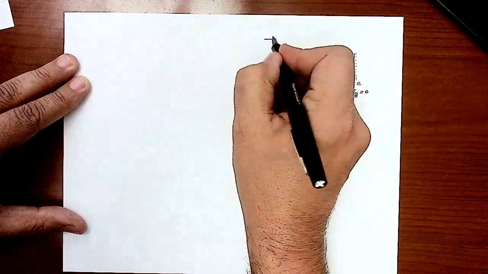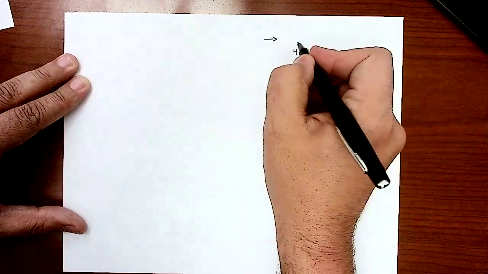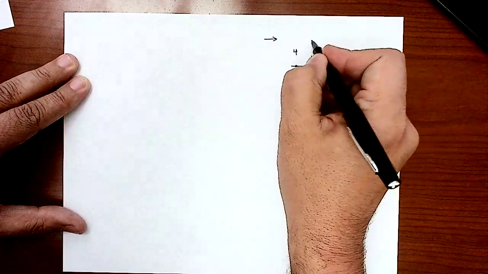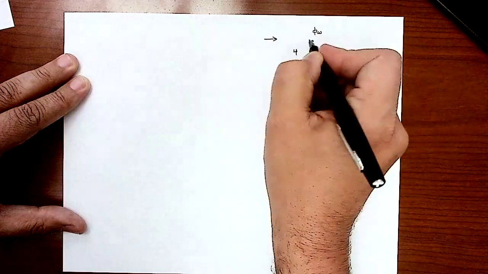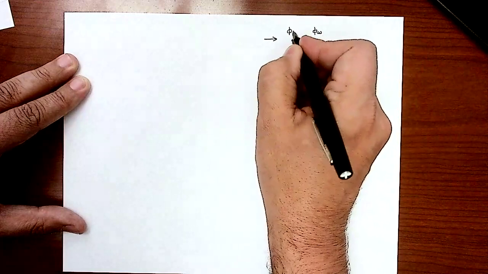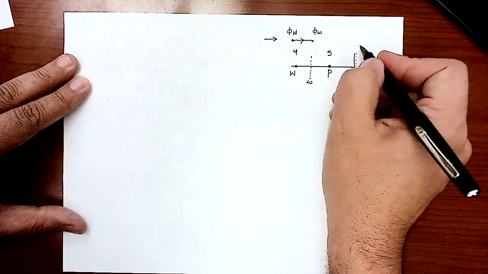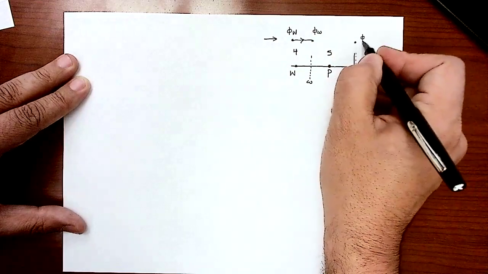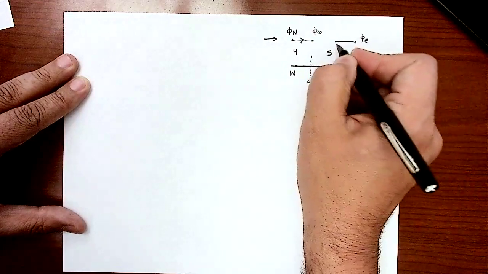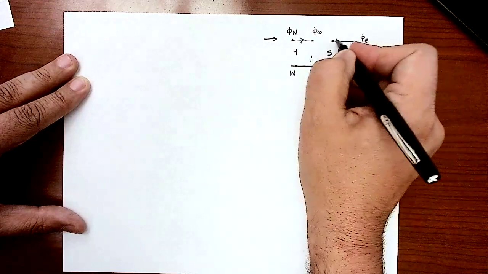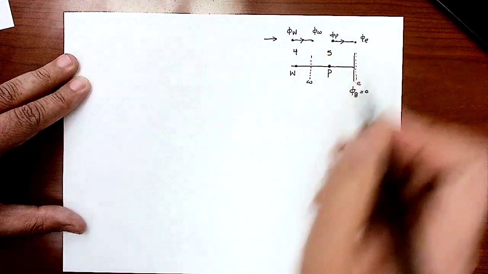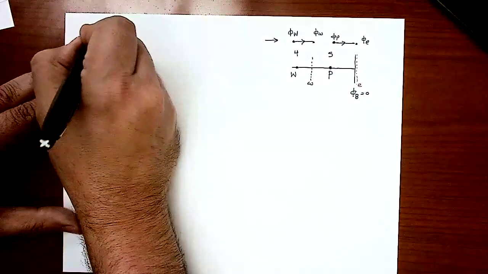Now the flow is coming this way, right? So for the upwind scheme, this phi west is coming from phi capital W. The flow is coming this way, right? And this is the east. So phi east is from the upwind node or upstream node, which is phi P. So again, that's node number 5.